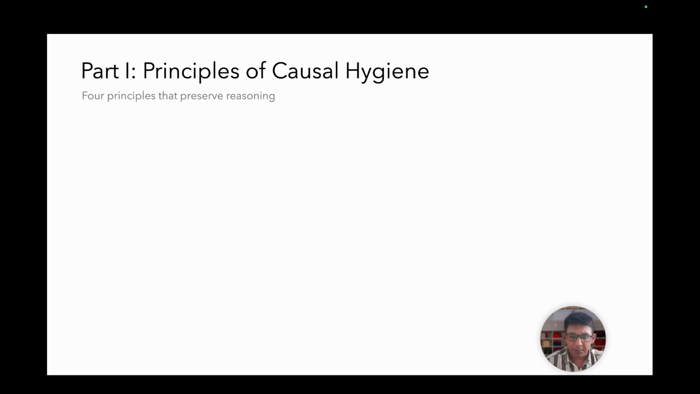So, there are four principles that preserve causality. These are not stylistic preferences, these are necessities that emerge from the constraints of human reasoning and the nature of causality itself.